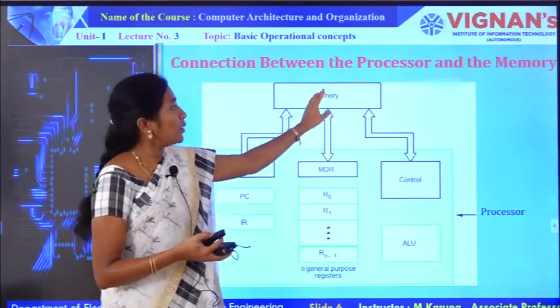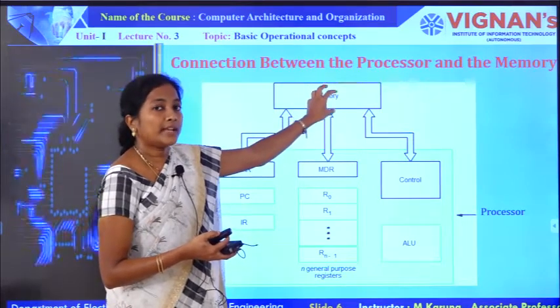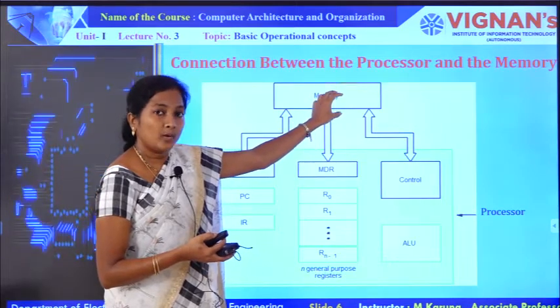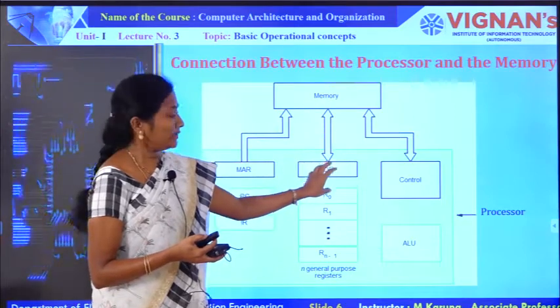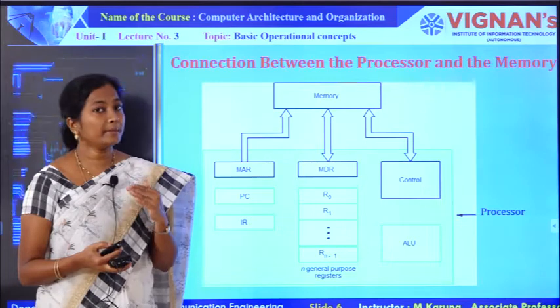At that address, whatever the data is present, or we can say whatever the data is present in the location labeled by LOCA, that is placed on the data bus and loaded in the memory data register. Now the processor got the data from the memory location.